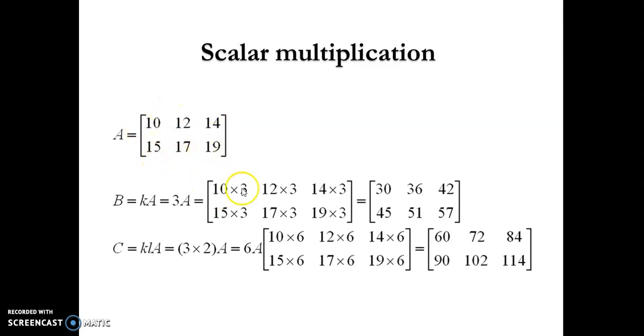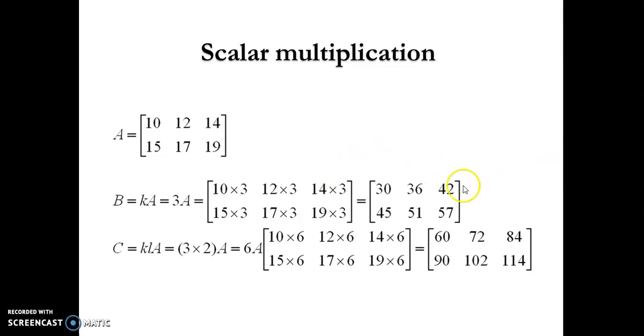You are multiplying every entry in that matrix A by the scalar. So you're scaling this up by a factor of 3. And what you get is matrix B, which is your solution. And this tells you the sales for those 2 customers in May.